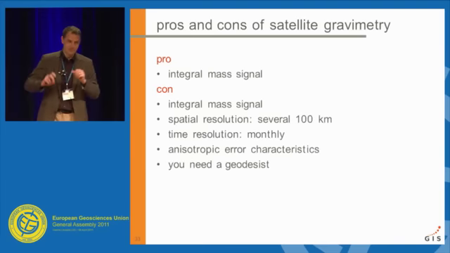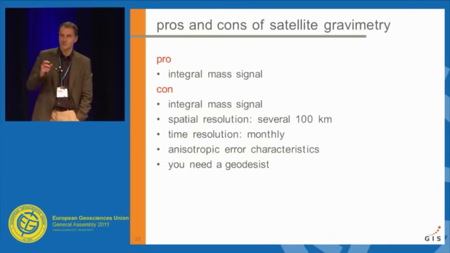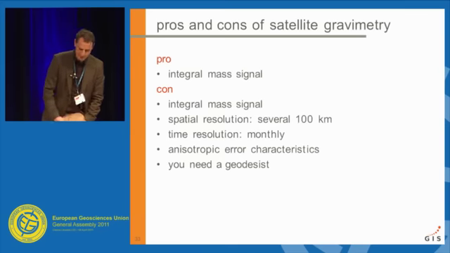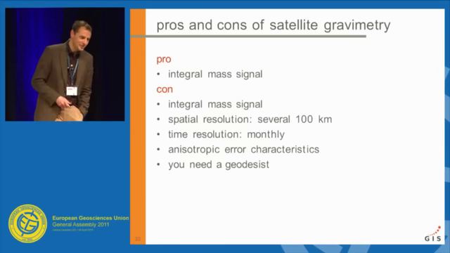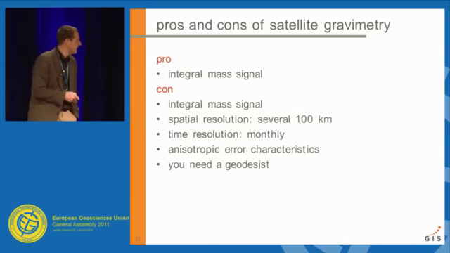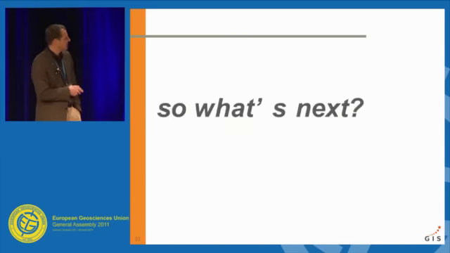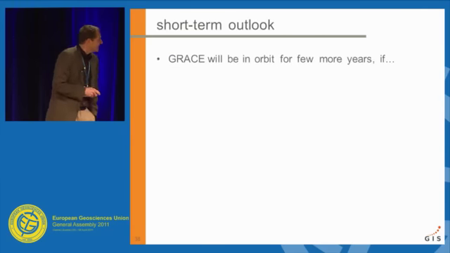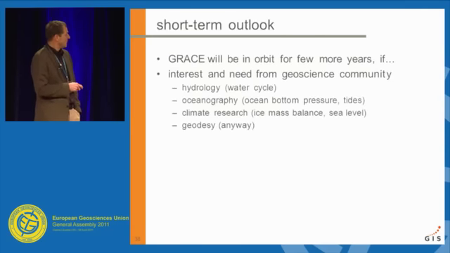At the same time, you must do something about separation, and spatial resolution of several hundred kilometers, monthly, and so on. And one of the big comments against this is the comment that we get from hydrologists: well, I need a geodesist in my project, and that's not what I want. Perhaps you geodesists are nice people, but we don't want you in our project, or not in all projects. So this must become more operational, and it will become more operational over the next years, I'm sure. GRACE will be in orbit for a few more years, but probably not very long.